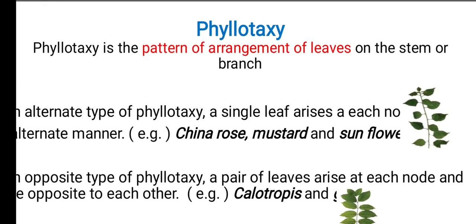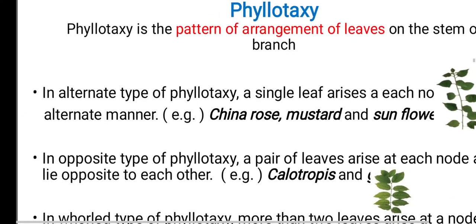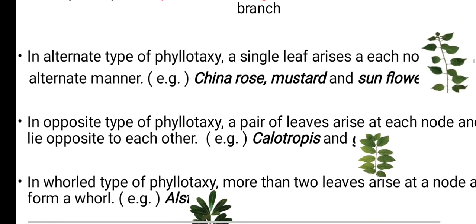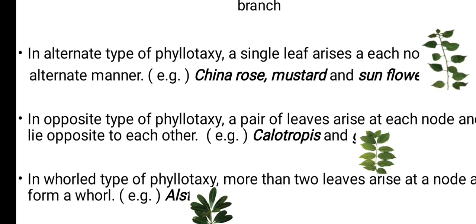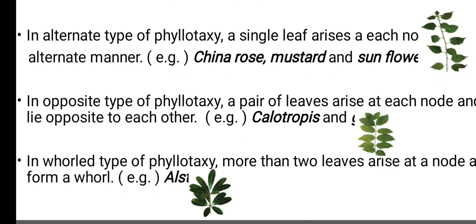Then comes the term called phyllotaxy. What is meant by phyllotaxy? Phyllotaxy is the pattern of arrangement of leaves on the stem or branch. This term explains the pattern in which leaves are arranged on a stem or a branch. Based on this, there are three types of phyllotaxies that we are going to learn in this lesson. They are, number one, alternate type of phyllotaxy, number two, opposite type of phyllotaxy, number three, whorl type of phyllotaxy.